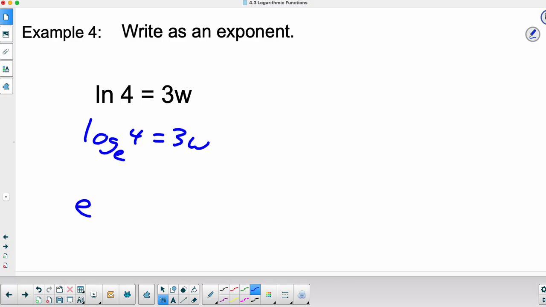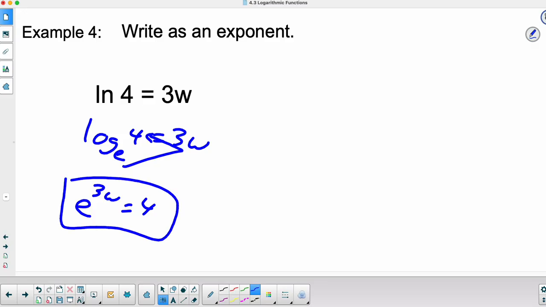This is just e to the 3w equals 4. So I'm just taking this, raised to this, dab it out. And this is going to be my exponent. Does that make sense? Again, if I see ln, don't freak out. Just log base e. Last pieces. Is this okay?